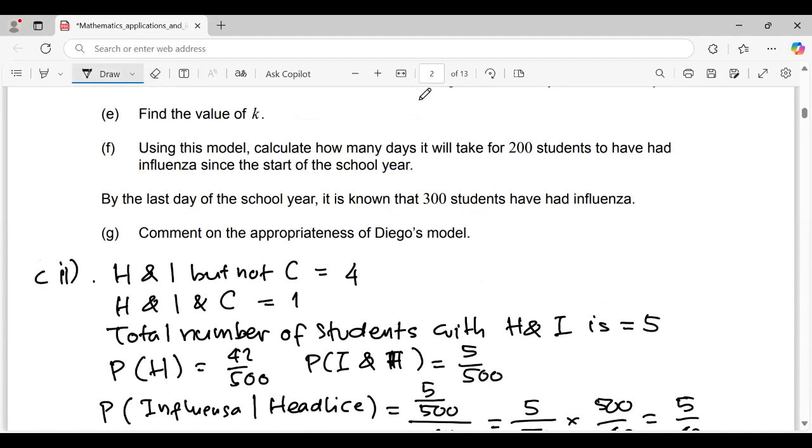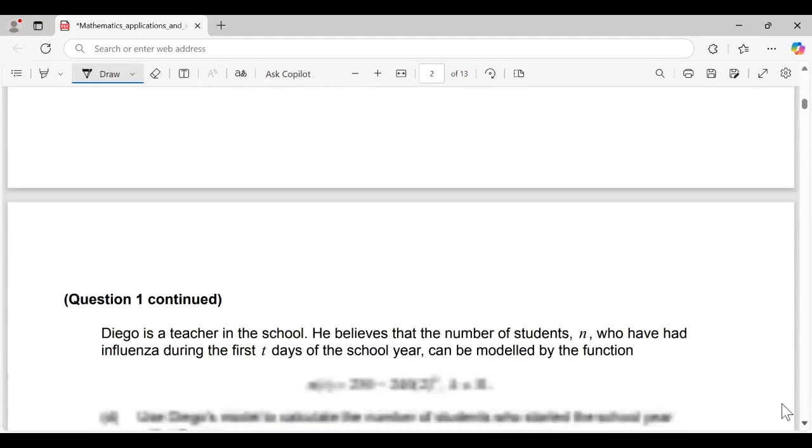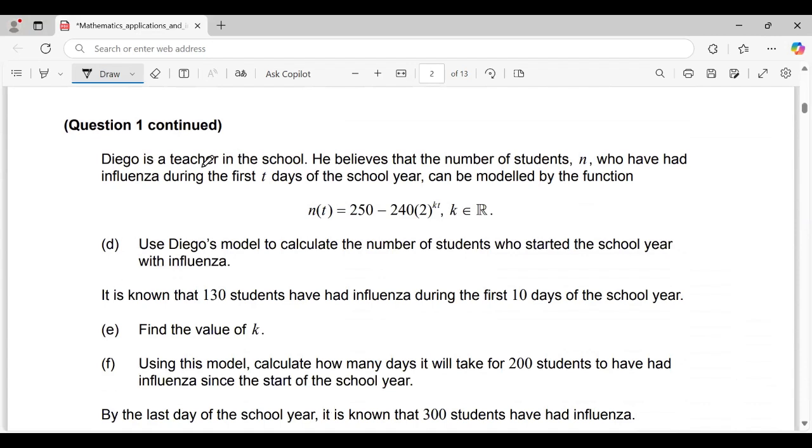Now we are going to solve D. Diego is a teacher in the school. He believes that the number of students N who have had influenza during the first t days of the school year can be modeled by the function N(t) equals 250 minus 240 times 2 to the power kt. Use Diego's model to calculate the number of students who started the school year with influenza.